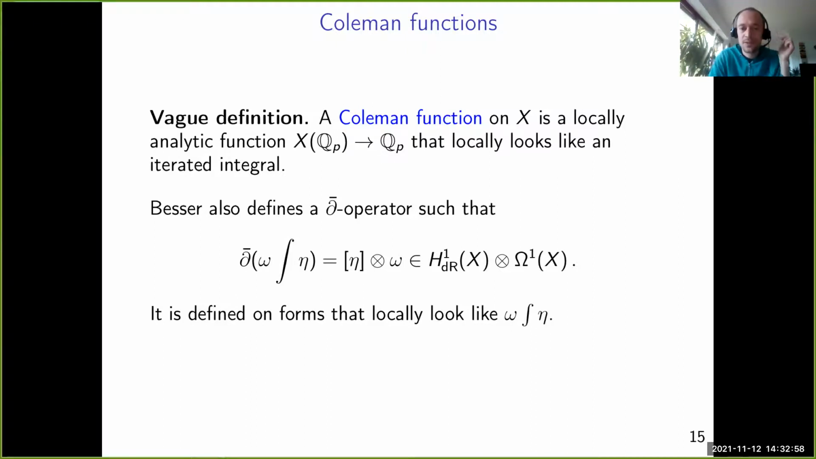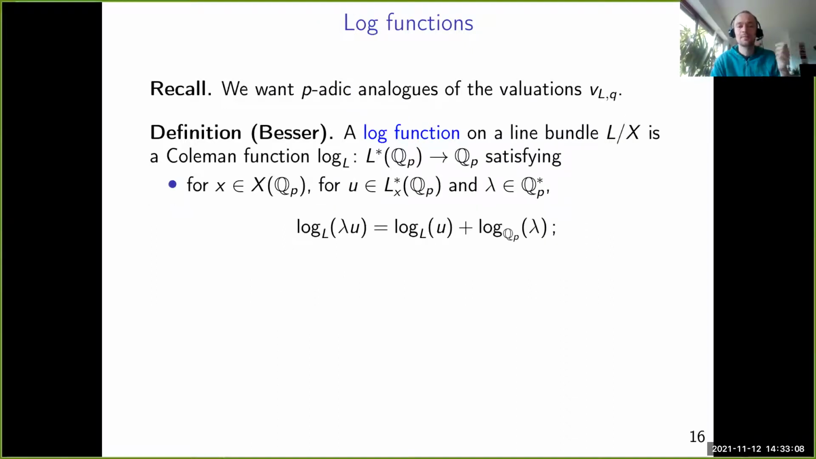All right, so remember what we want to do was to define an analog, using a p-adic analytic method, of our valuations, so p-adic analogs of the valuation v_L of Q. And the definition comes now. A log function on a line bundle L over X is going to be a Coleman function log L satisfying two conditions.